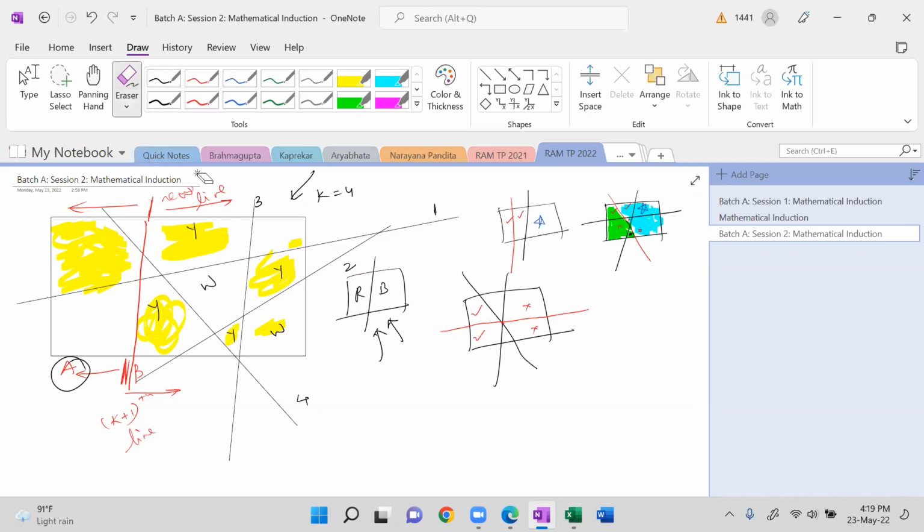So my question is, is it still a perfect coloring? Yes. Yes, sir. It is, right? So what's the idea that we are using?